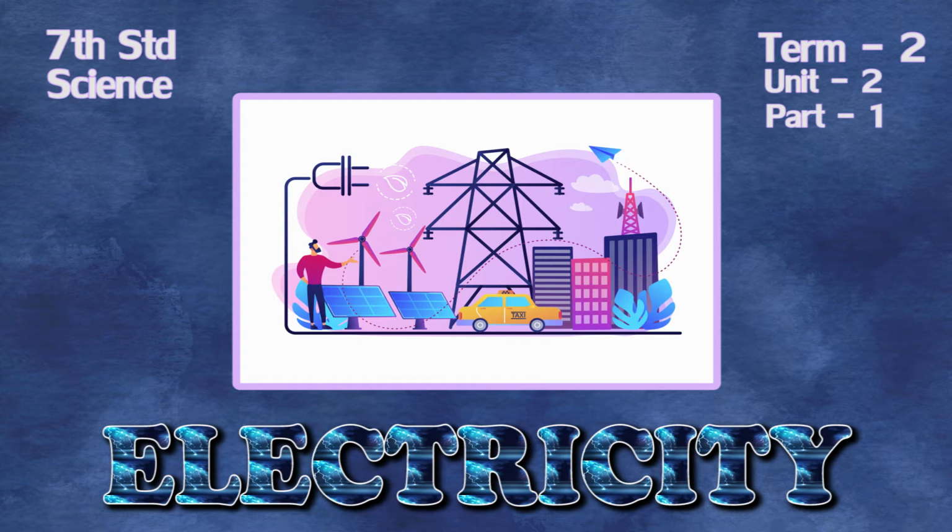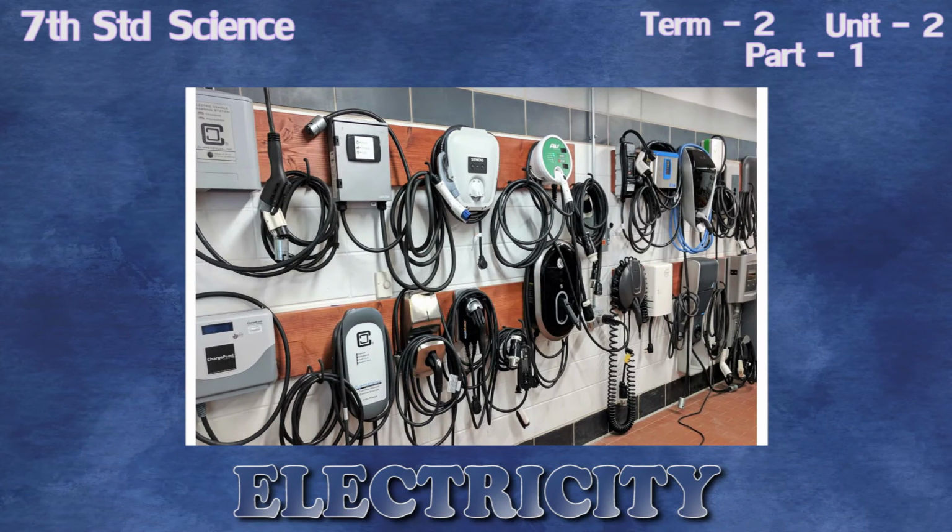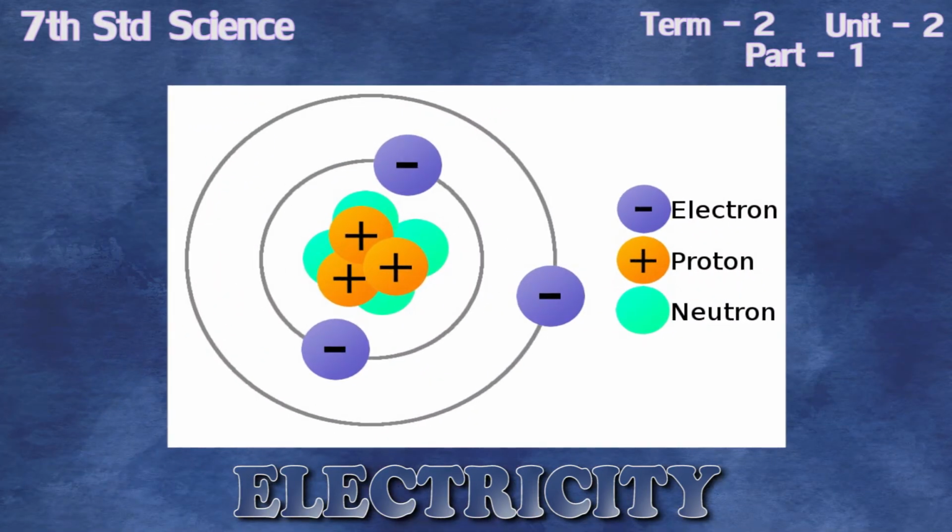Electricity is a form of energy like heat and magnetism. Electricity is a form of energy that is associated with electric charges. Electric charges exist inside the atom.